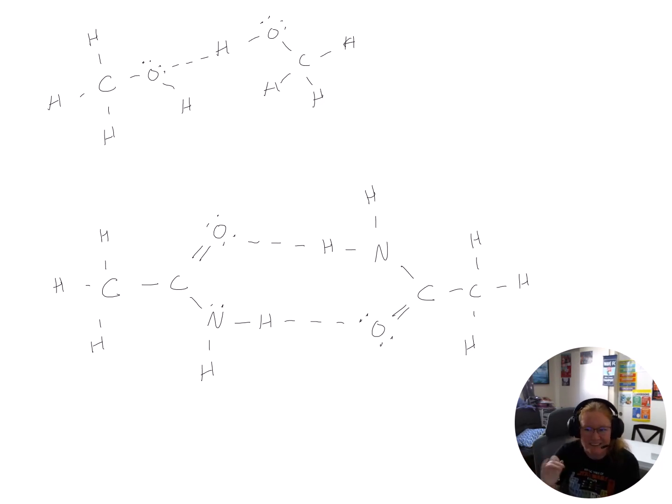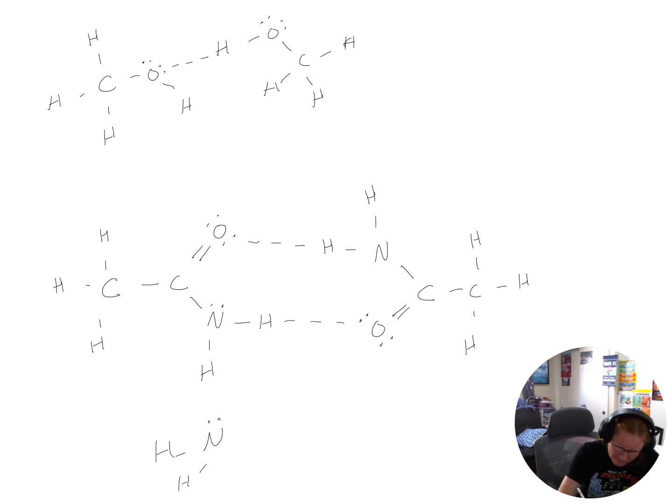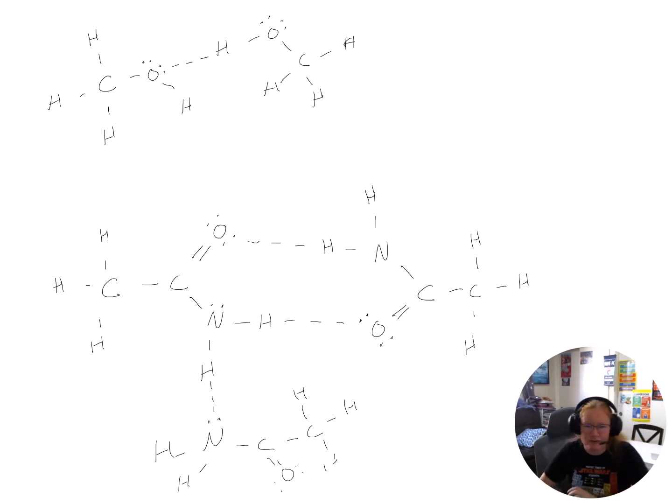And so even though the oxygen doesn't have a hydrogen on it, it can still accept a hydrogen bond, as long as that hydrogen has been bonded to an oxygen, a nitrogen, or a fluorine. That other hydrogen on this nitrogen here, I could draw this. We could get a hydrogen bond like that too. That's totally possible. Okay, so a couple of different ways we can hydrogen bond on there.